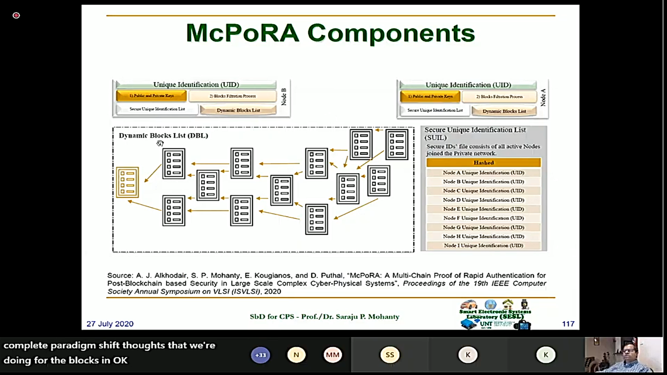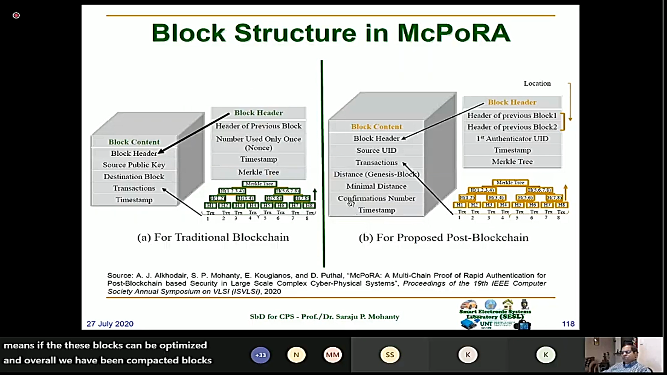Anyway, that means this block structure, which is static in the case of regular blockchain, and blocks are added chronologically one after another, we are trying to do differently. We are calling that a dynamic blockchain. That means these blocks can be optimized, and overall we have a compact blockchain structure. And again, we have to do a lot of corrections or modifications to the block structure.